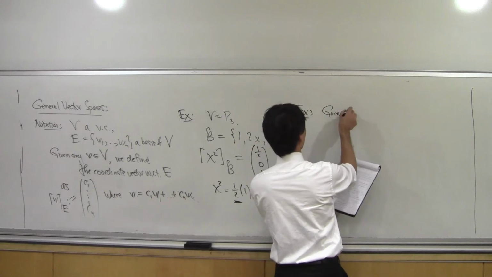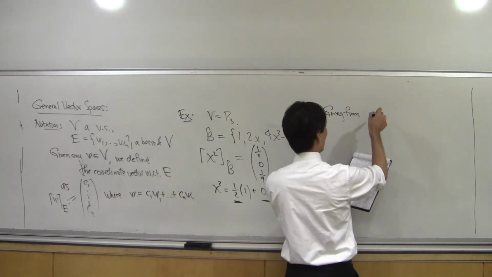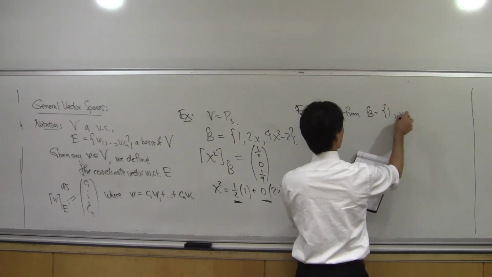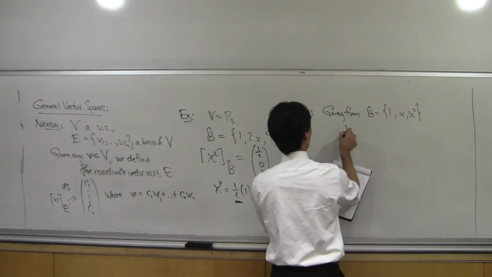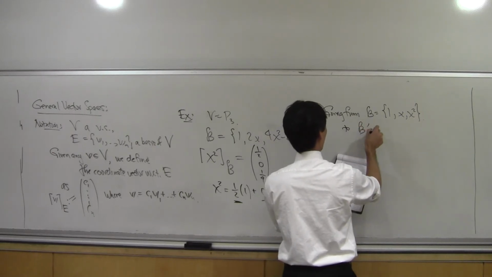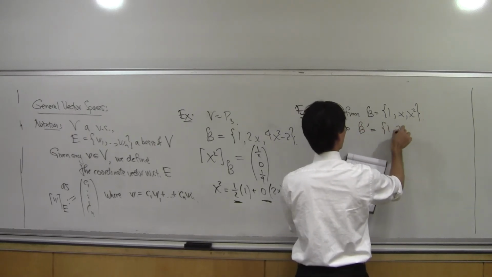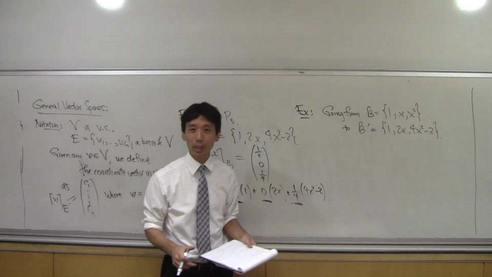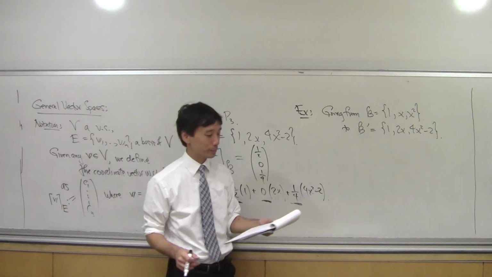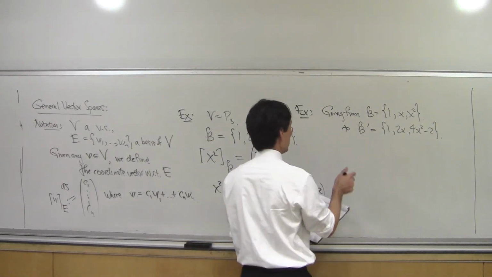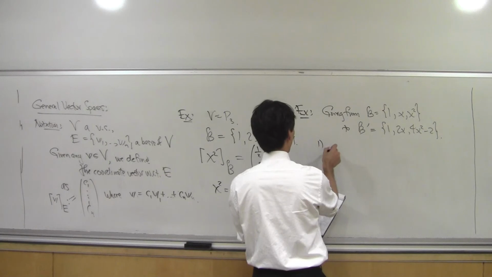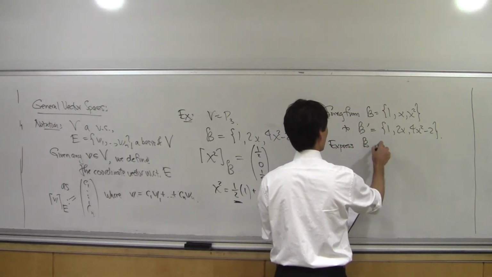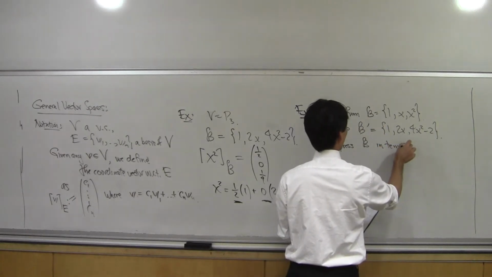Going from basis B, which is your standard basis, 1, x, x squared, to basis B prime, which is 1, 2x, 4x squared minus 2. So I want to make it kind of mysterious for you. Here's what you do. One, you express the B vectors in terms of the B prime vectors.